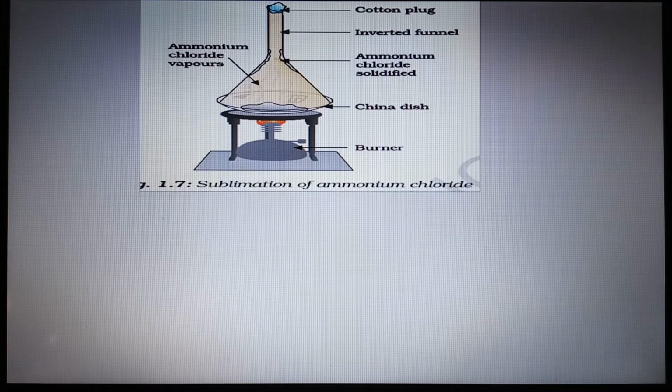Here is the process of sublimation of ammonium chloride. We have taken a gas burner, a Bunsen burner. This is a funnel, this is a china dish, and we have taken ammonium chloride, which is white in color. A cotton plug is used to avoid the escape of the gaseous vapor of ammonium chloride, and it is heated. Once heated, the vapor that is formed condenses on the wall of the funnel and indicates that the gaseous form and the solid form interconvert in the process of sublimation.